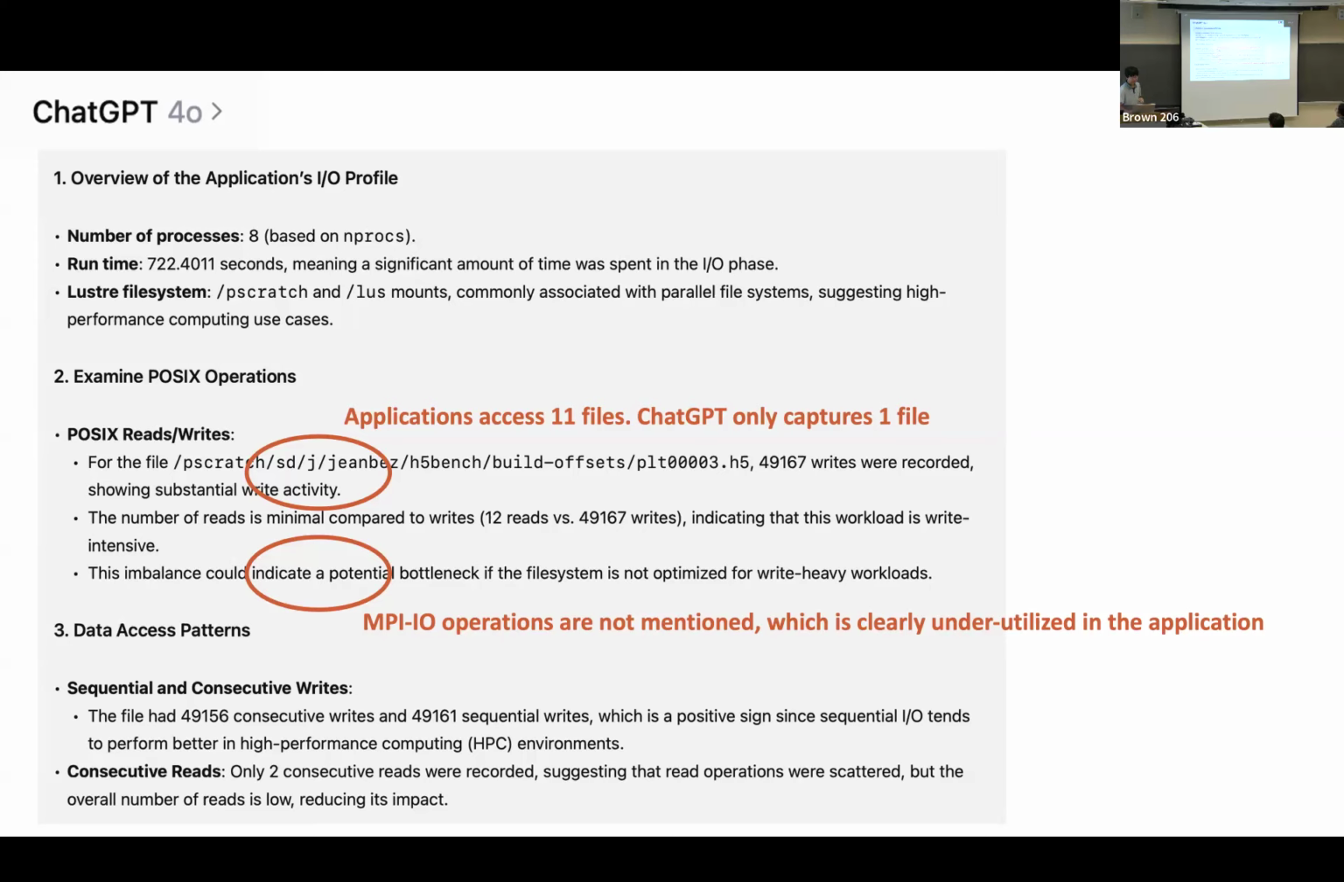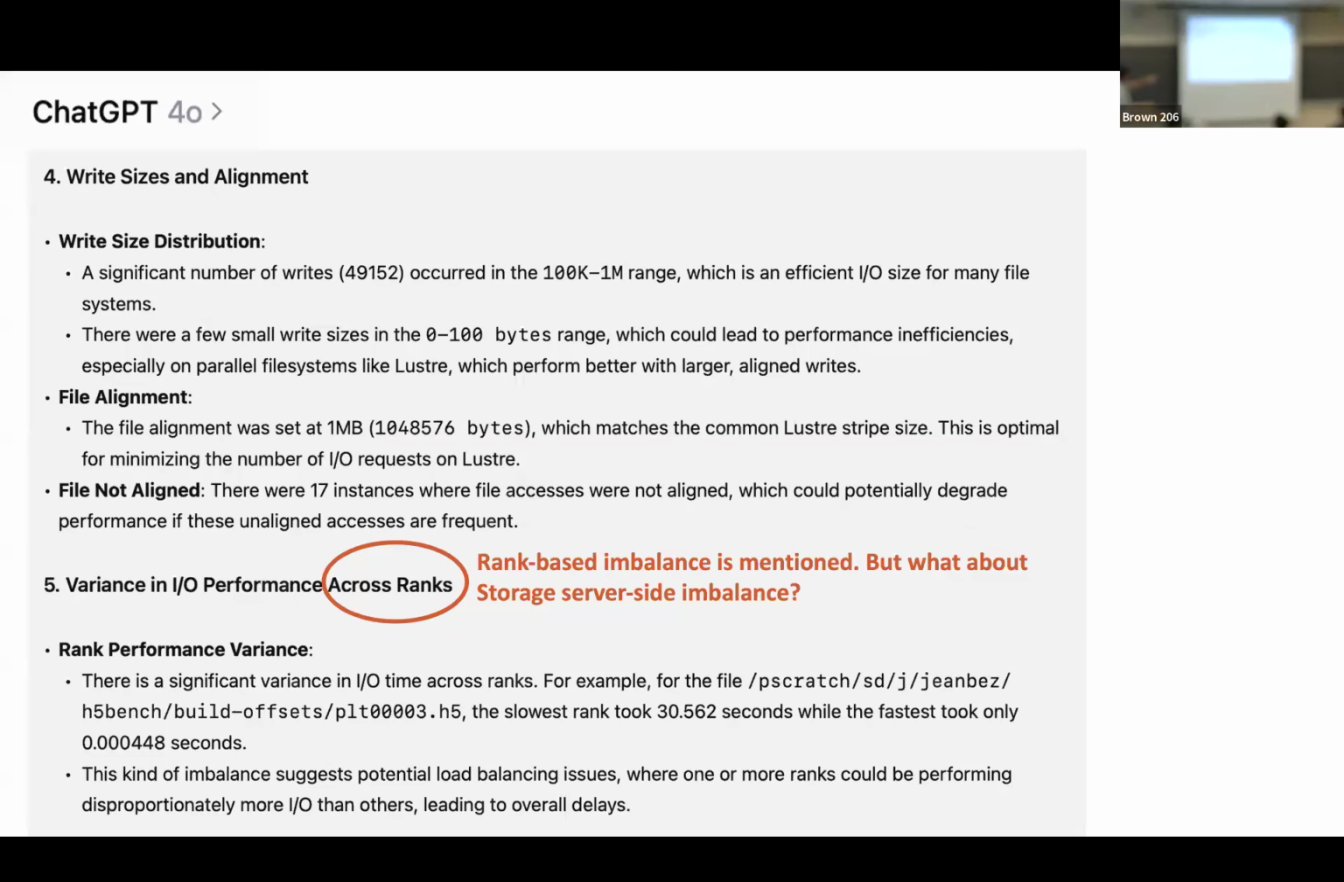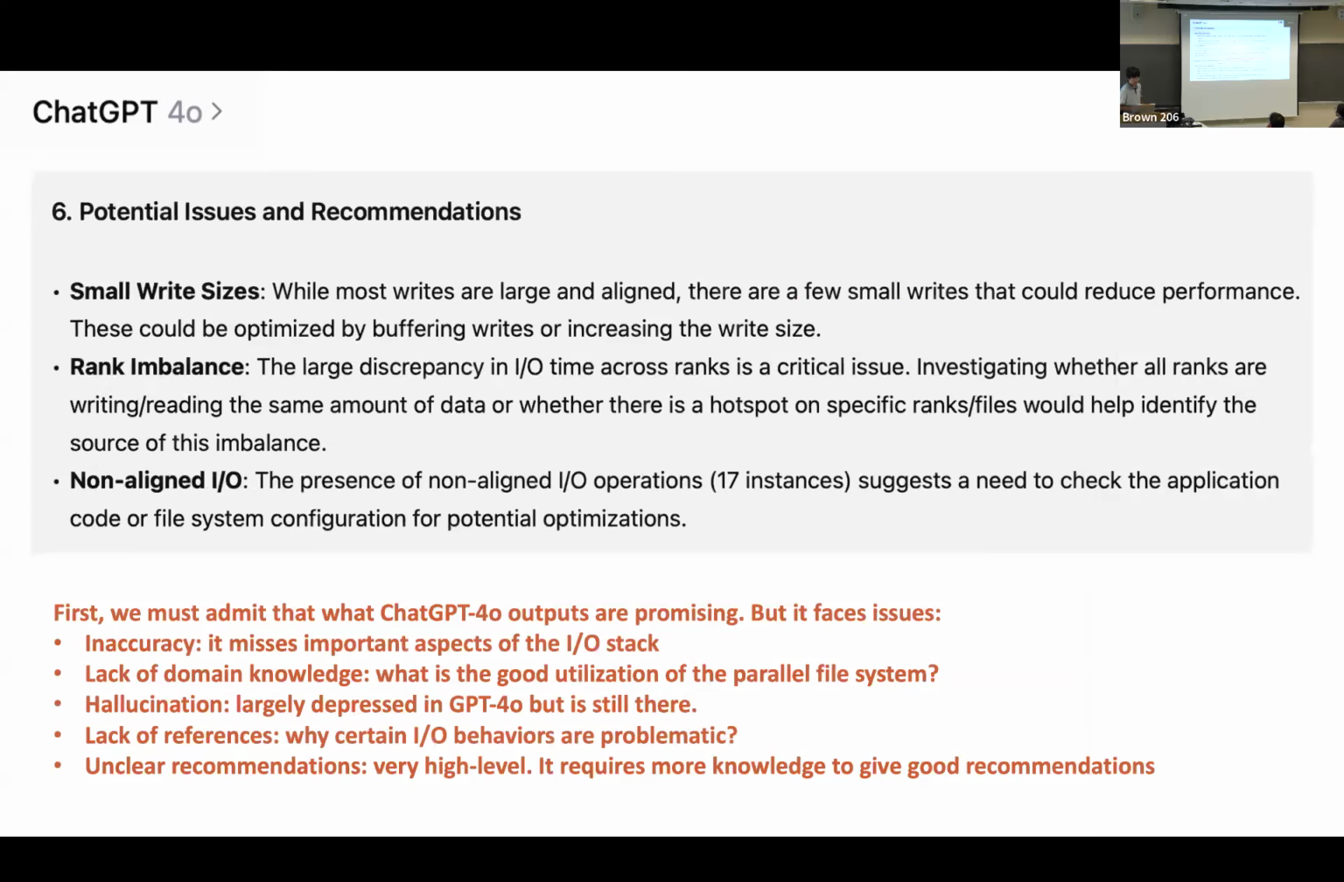MPIO is important. And it does report the variation of performance across ranks, but it didn't mention anything about whether the IO is efficient across different storage servers. It basically focuses on one part of the imbalance. Again, storage server balance is not discussed.